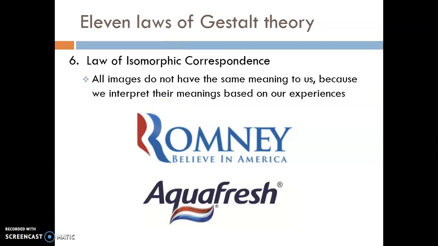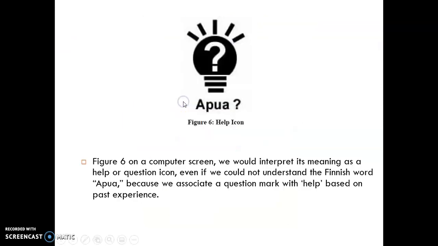Okay, isomorphic is how we respond to some images based on our experience in the physical world, which is we are responding to the meaning of the image, associating it with memory we have. Isomorphic correspondence can make us think of something when we look at something else. You can see from this image, even though it uses a different language, which is Aqua, we can know this is a symbol of the idea. We will interpret its meaning as a help or question icon, even if we could not understand the Finnish word of Aqua.